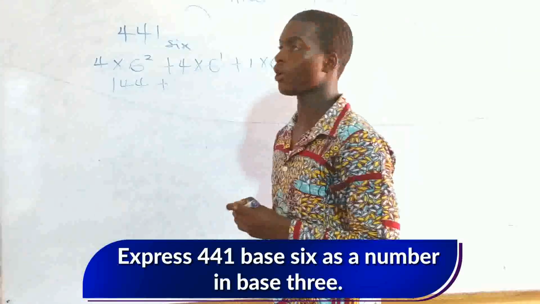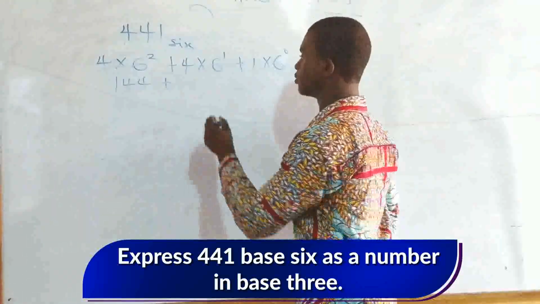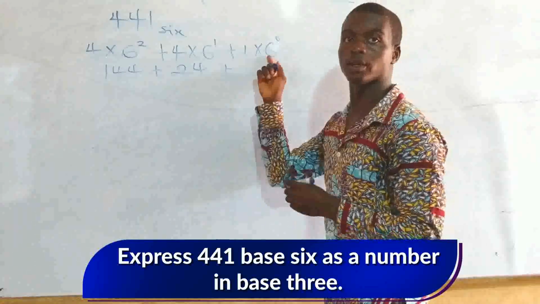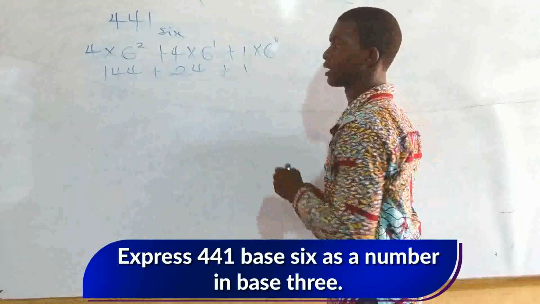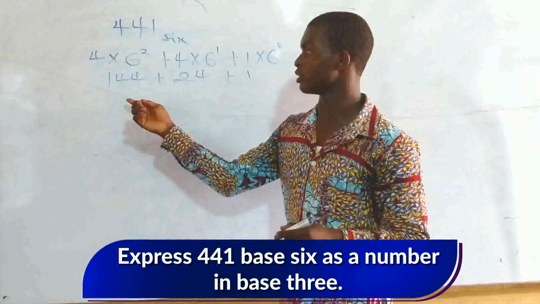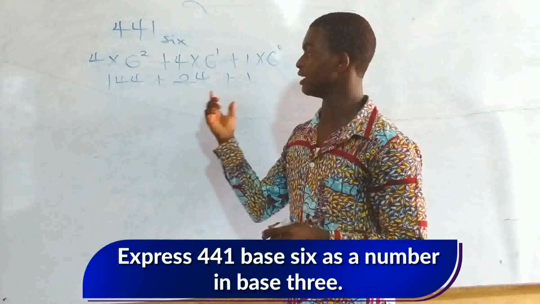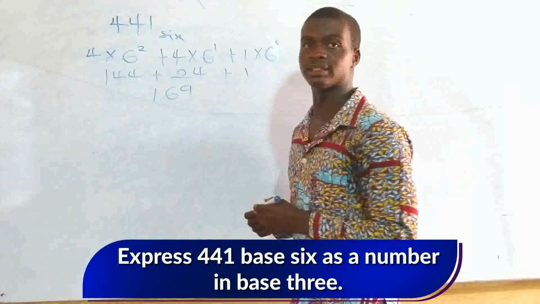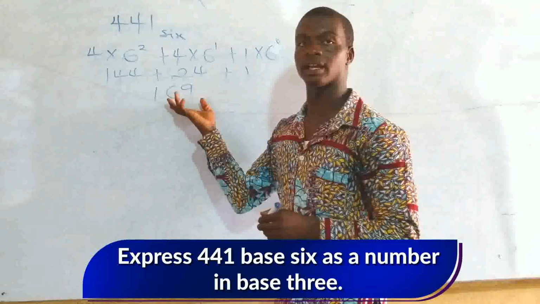4 multiplied by 6 to the power 1 will give you 24, and 1 multiplied by 6 to the power 0 will give you 1. And so if you have 144 plus 24, it will give you 168. 168 plus 1 will give you 169. So we have an answer in base 10.